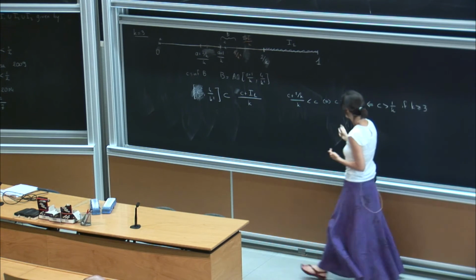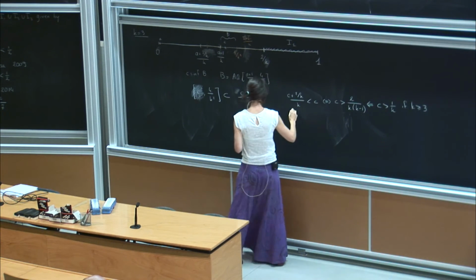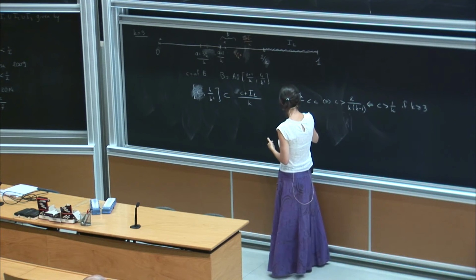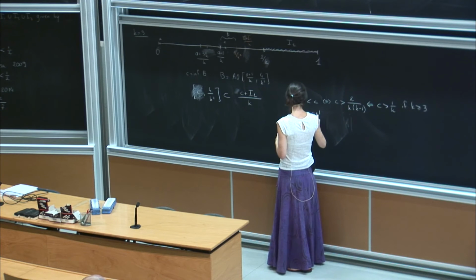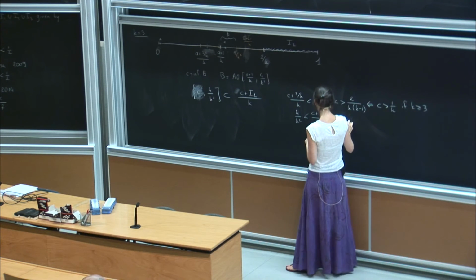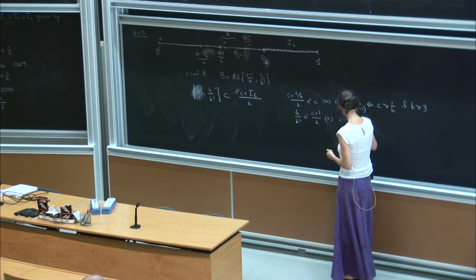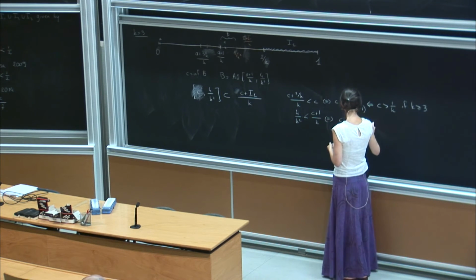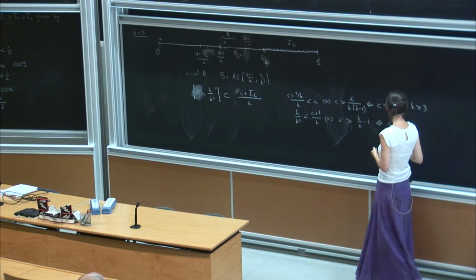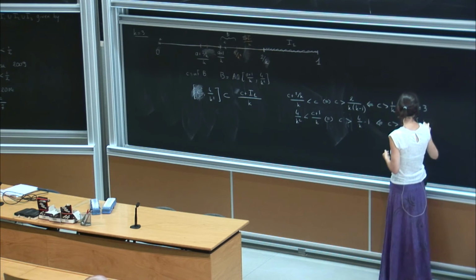Okay? And now we want 4 over K squared to be less than C plus 1 over K. So it means that C is larger than 4 over K minus 1. And this is also implied by the fact that C is larger than 1 over K if K is larger than 3.